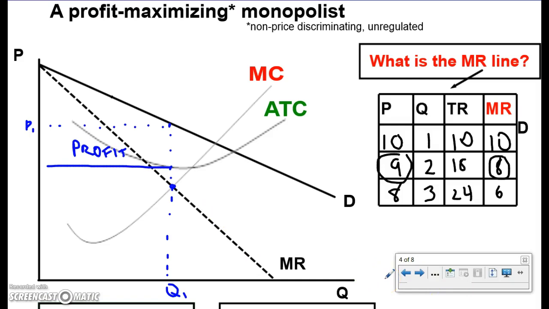The monopolist doesn't face a market supply curve, and they're able to keep other firms out. So if they have profits, they can maintain them.